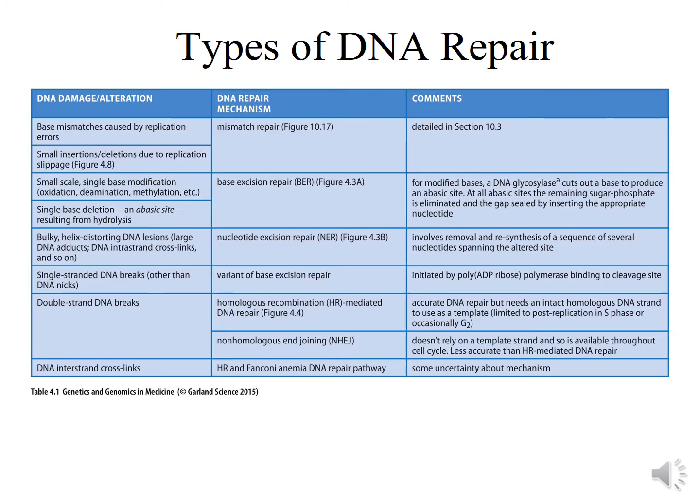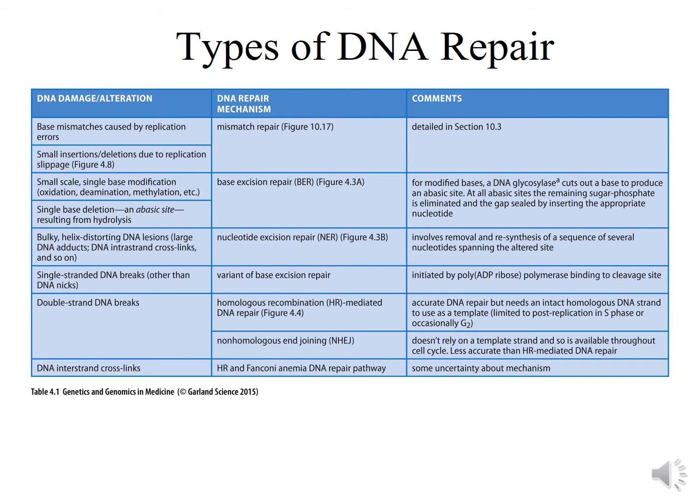This table shows the various types of DNA repair, the type of DNA damage or alteration that it is specific for, and describes the DNA repair mechanism by which that type of DNA damage is repaired and any additional comments. It is important for students to become familiar with this, but you can see that there are several different types of DNA damage that can occur, as well as several different types of DNA repair mechanisms.